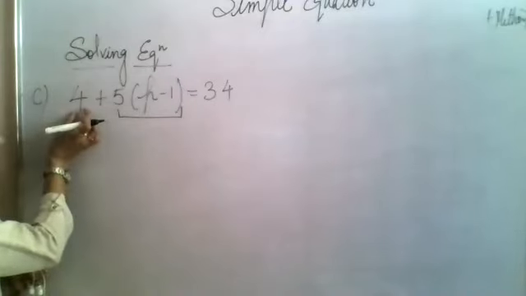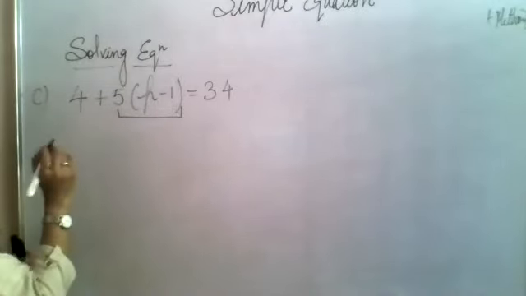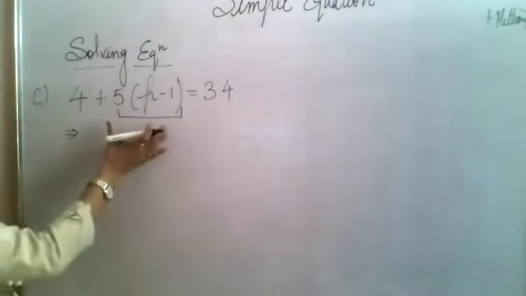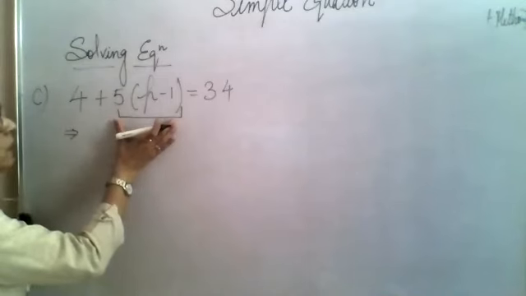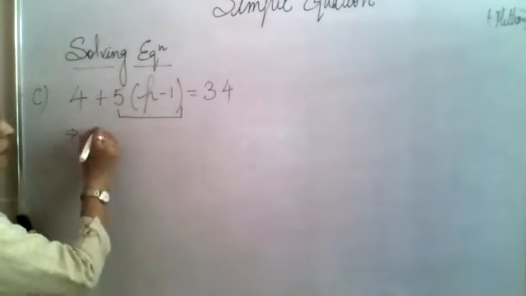First, you will shift this 4 to that side. I hope this is clear to you. And you will do changes only in the term you are shifting. Remaining terms, you will write as it is. I am not doing any change in 5 bracket p minus 1. So, I will write as it is.